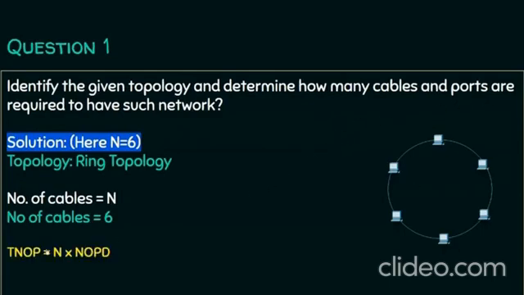We know very well the total number of ports is equal to the number of nodes into number of ports per device. We know number of ports per device is equal to 2, and the number of nodes is equal to 6. So n is equal to 6 and number of ports per device is equal to 2. So when we solve, the total number of ports in the network is equal to 6 into 2, which is equal to 12. The answer for this question is, it is a ring topology and it needs 6 cables and total 12 ports are there in this network.